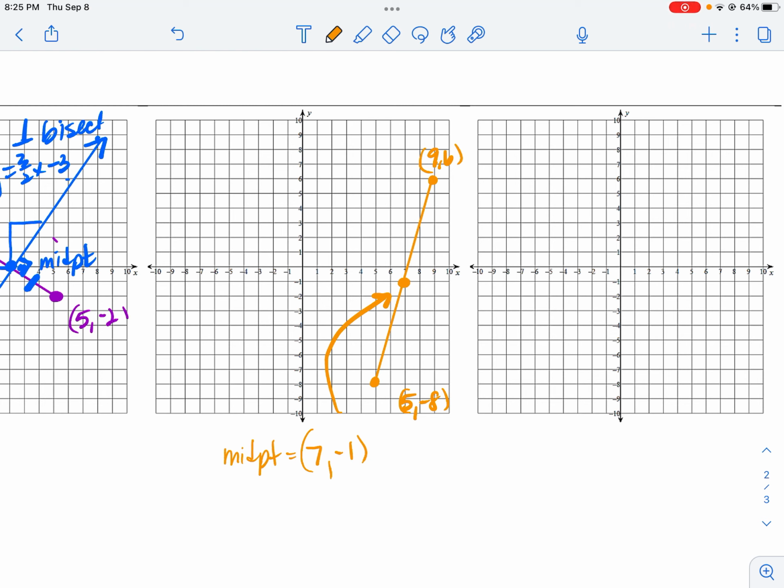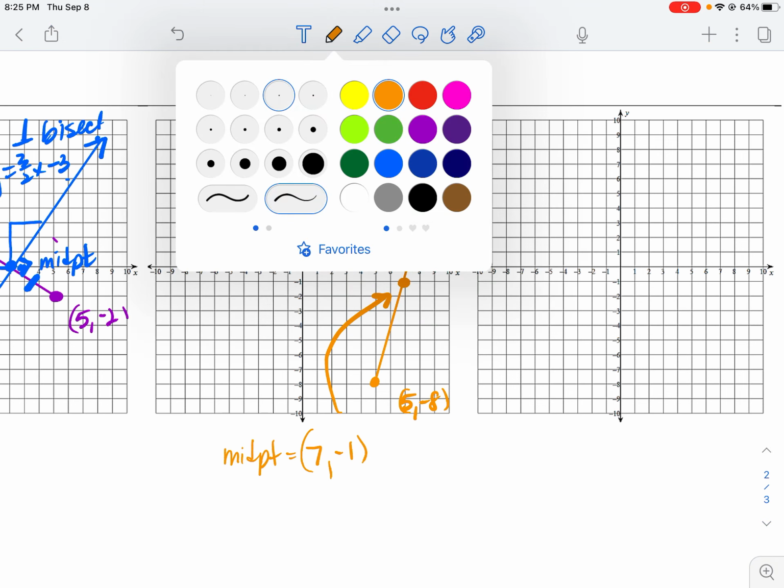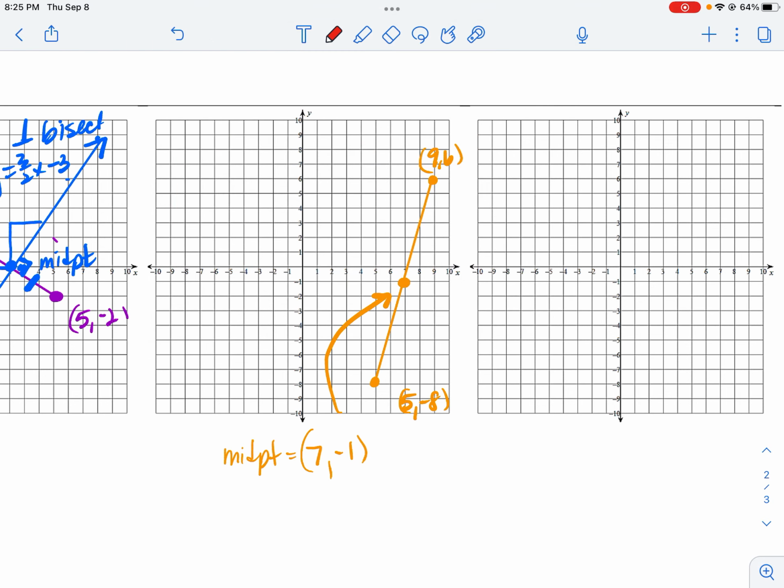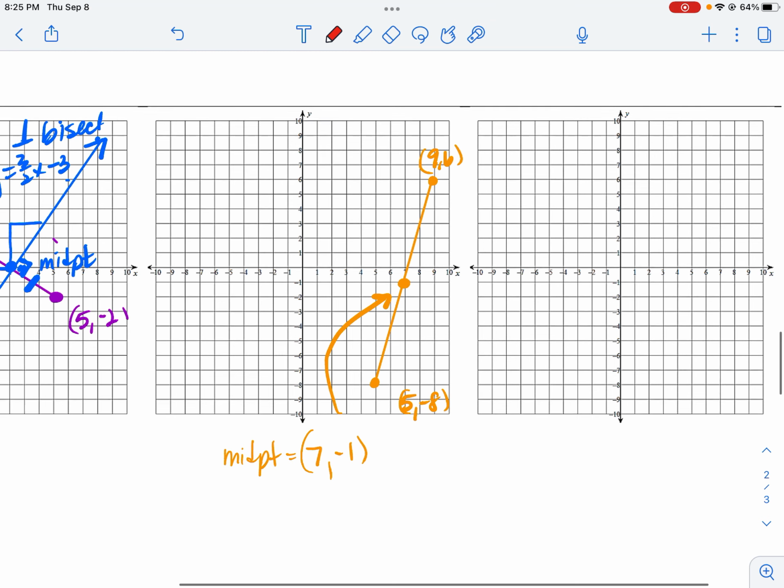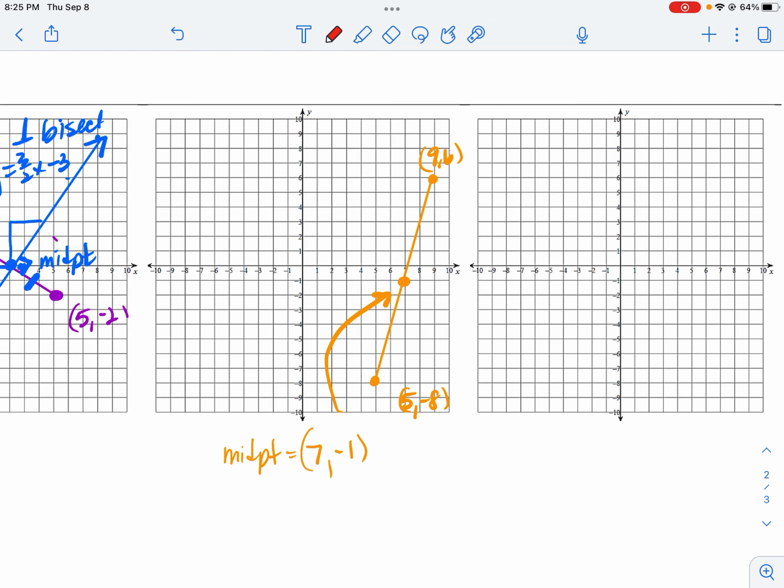Now, can I look at the line if I graphed it correctly and find my slope? I should be able to. So this is an intersection, so I think we should be able to say that we go up 7 and over 2. So our slope is 7 over 2. That means our perpendicular slope is negative 2 over 7.